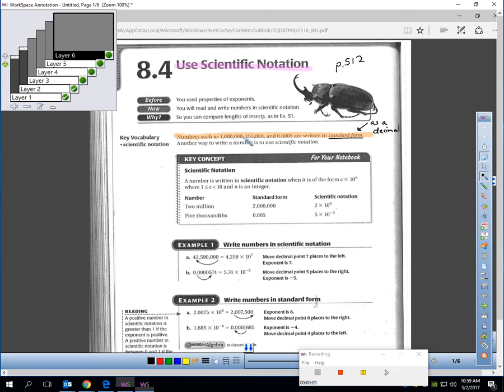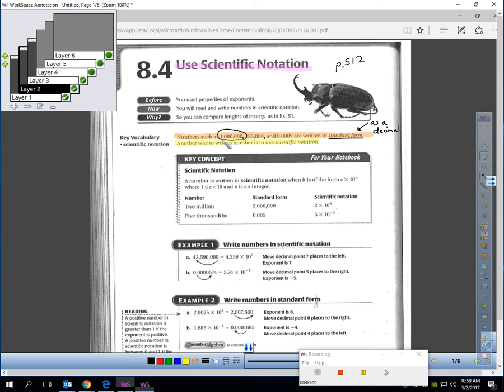Just to be clear, sometimes people are like, well, wait a minute, I don't see a decimal in the number 1,000,000. You're correct, you don't, but it's there, it's after the zero. That number is written as a decimal. Or 153,000, there is a decimal at the end, we just typically don't write it down. So standard form is also written as a decimal.